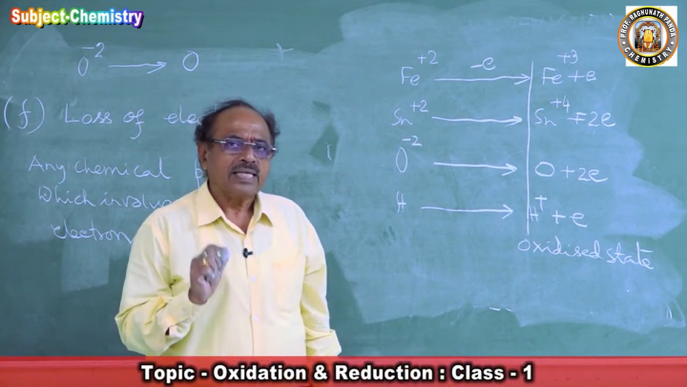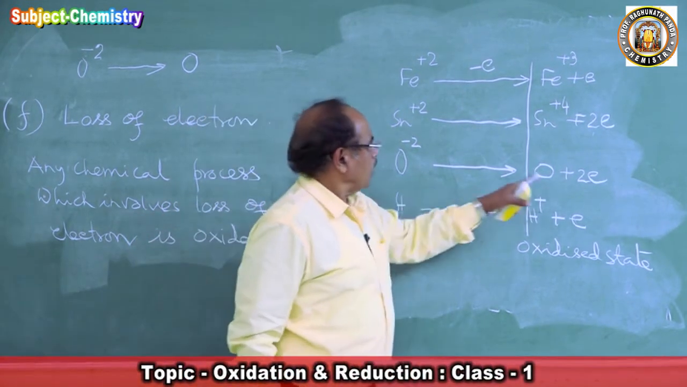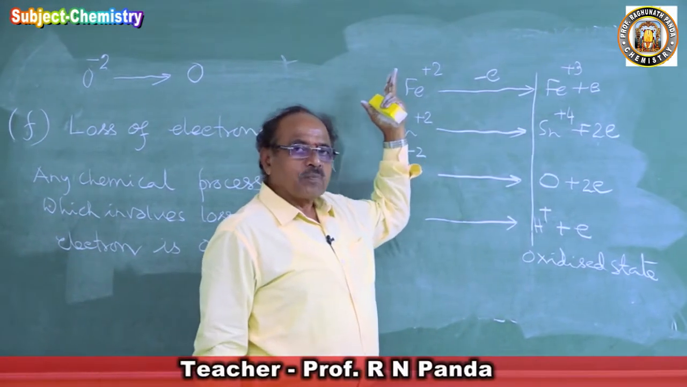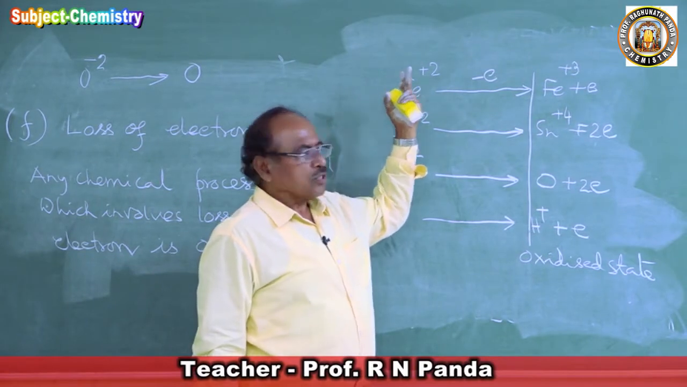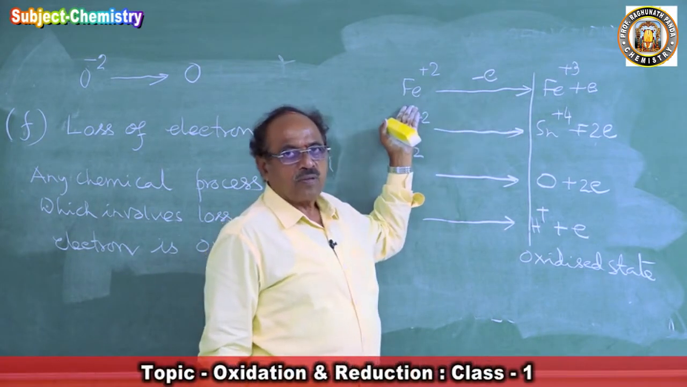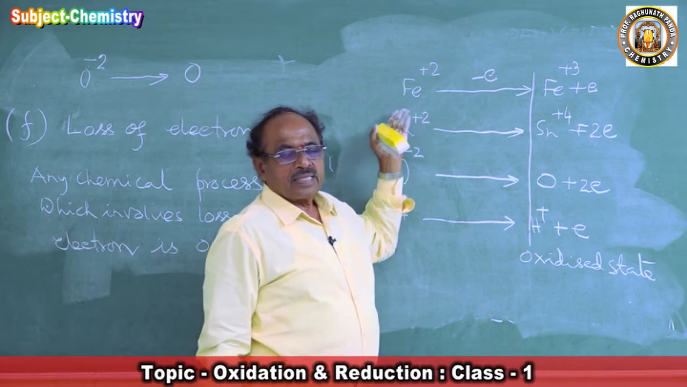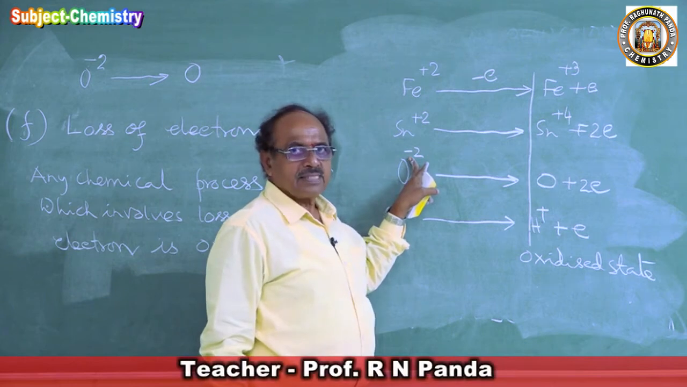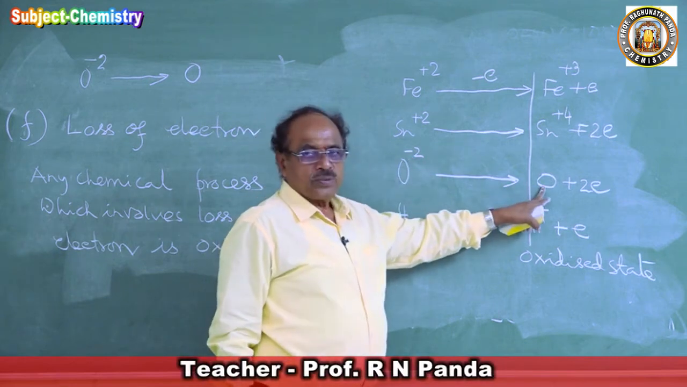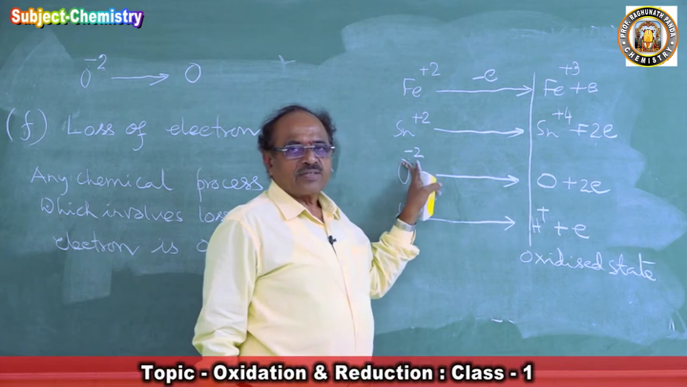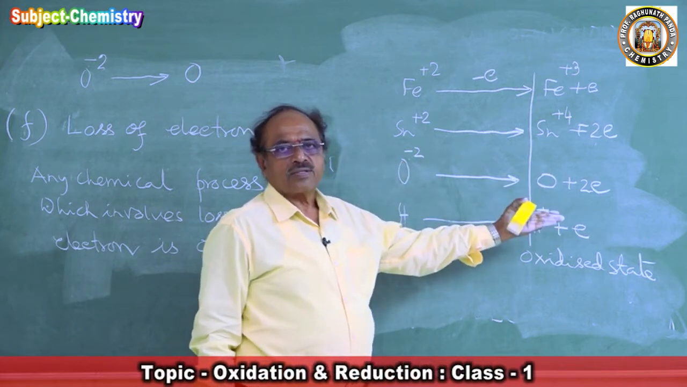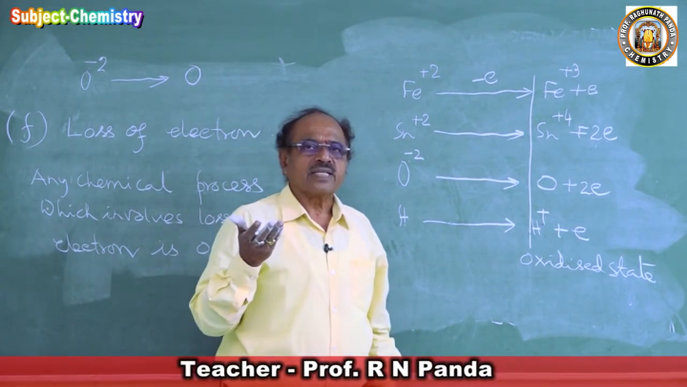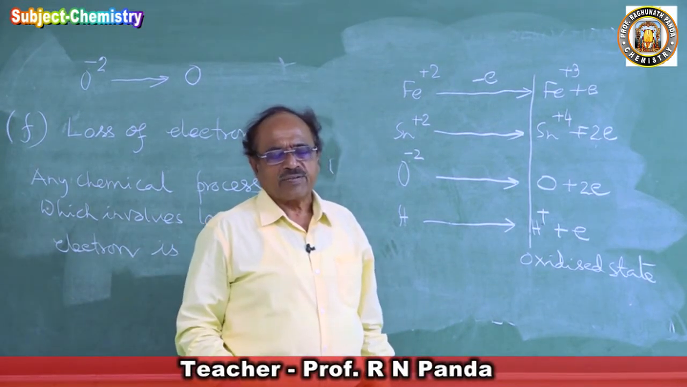So in one thing you take, you see when electron is lost, positive valence state is increasing. So increase of positive valence state is oxidation. So the loss of electron conforms to that. Decrease of negative valency, you see minus 2. Here is minus 2 and this becomes 0. So decrease of negative valence state is also loss of electron. So loss of electron involves increase of positive valence state, decrease of negative valence state.